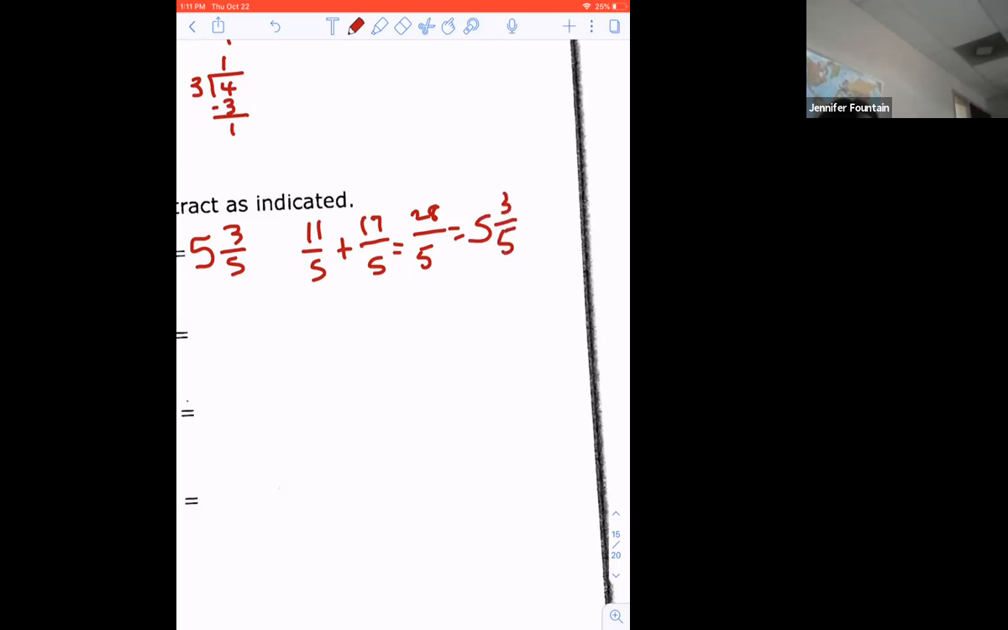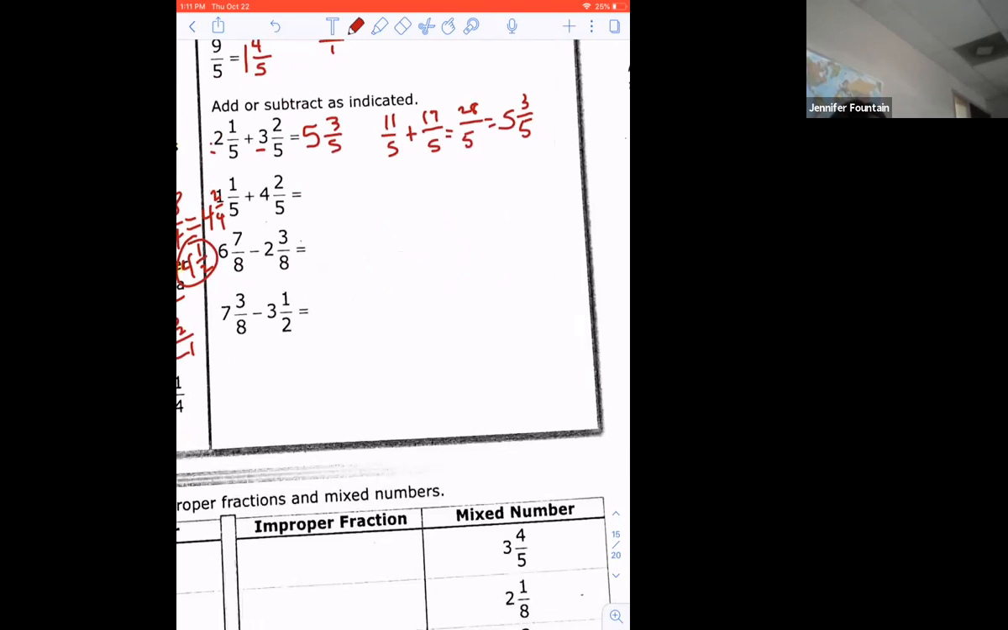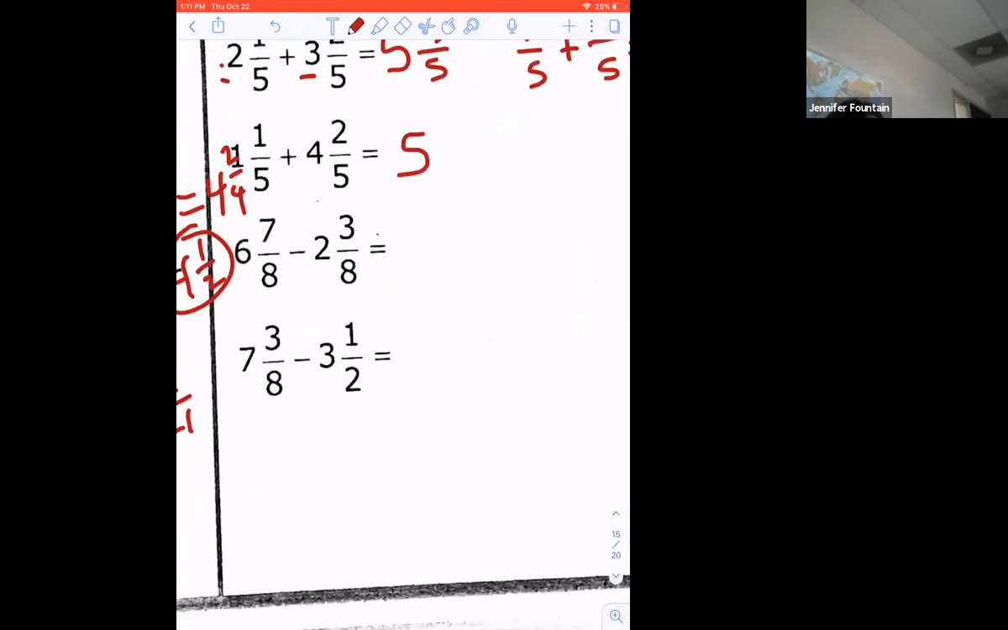So either way, you're going to end up with the same answer, whatever you're comfortable with. The next one, I have 1 1/5 plus 4 2/5. 1 plus 4 is 5. 1/5 plus 2/5 is 3/5. Now, again, one of the things I always want to make sure of is when I end up with a fraction answer, I want to make sure that I simplify it. I want to make sure it's in reduced form, okay?